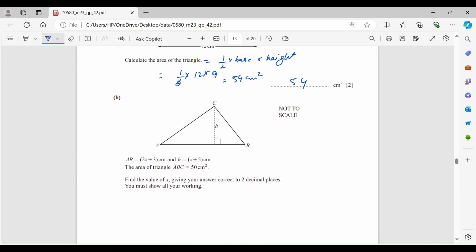Next, B part. AB is this, and height is this. The area of the triangle is this. Find the value of x. Give your answer in 2 dp. Right. So here AB is given, base is 2x plus 3 and height is x plus 5. So we need to find the value of x when area is 50 centimeters square, right?